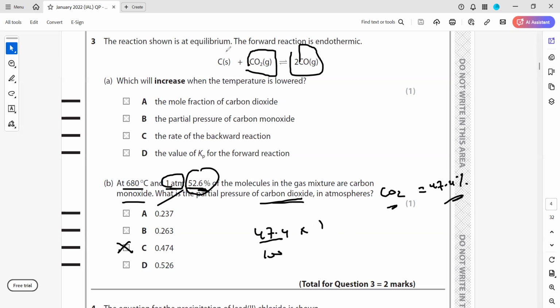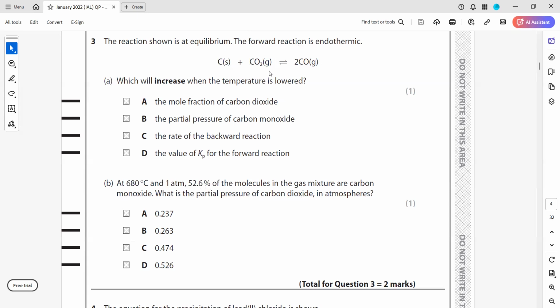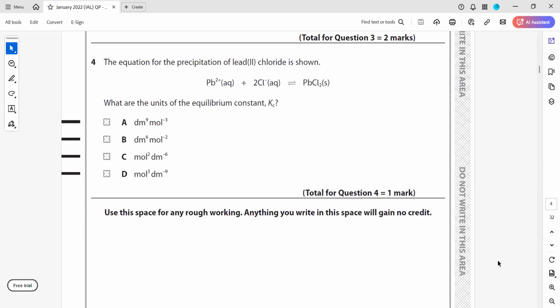Why did we not include carbon here? Because carbon is a solid. A solid does not contribute to any partial pressure. Only gases contribute to partial pressure. Partial pressure is affected by the mole fraction. If the mole fraction changes, the partial pressure changes. If the temperature changes, the equilibrium changes, so the mole fraction also changes, and so does the partial pressure. If you change the total pressure, the equilibrium shifts, and that will also affect the partial pressure. Kp and Kc are only affected by temperature. Partial pressure is a different thing.